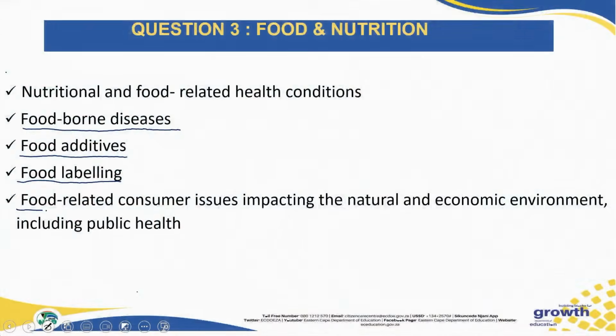Also, grade 12s, you need to prepare yourself on food labeling. You must know what should be on the food label and also the nutritional information that should appear on the label. Lastly, you must prepare yourself on the food-related consumer issues that are impacting the natural and economic environment, including public health. So in this section, you must be able to demonstrate the difference between genetically modified foods and organic foods, and also be able to explain what is food security and how food security is beneficial for South Africans.